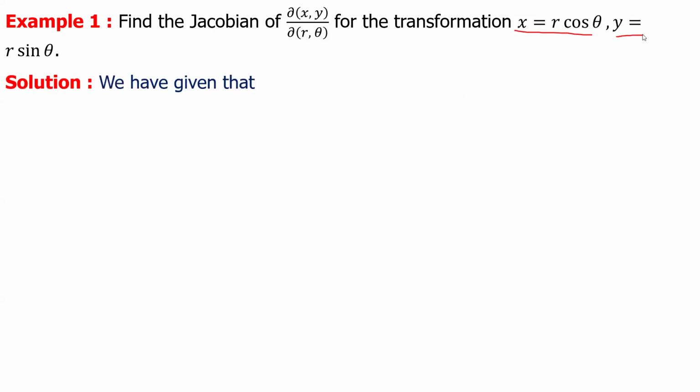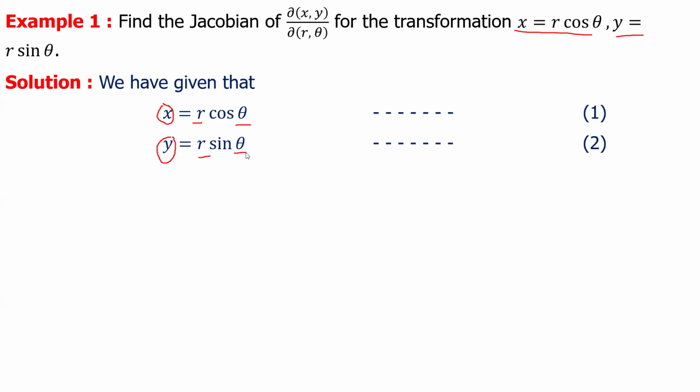We have given that x is equal to r cos theta. Let us give it equation number 1. And y is equal to r sin theta. Let us give it equation number 2. So now if we see in these two equations, here x and y are dependent variables which are depending upon the two independent variables r and theta. So now we first have to find out the Jacobian of xy with respect to r theta.